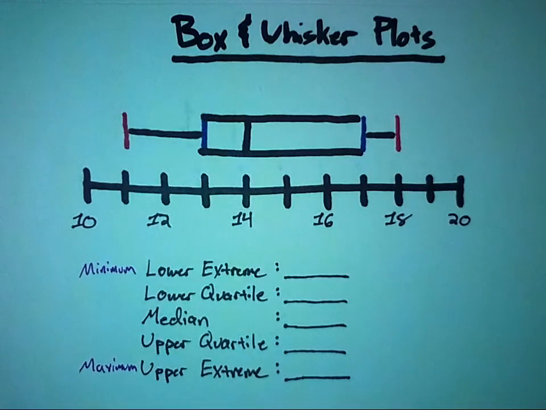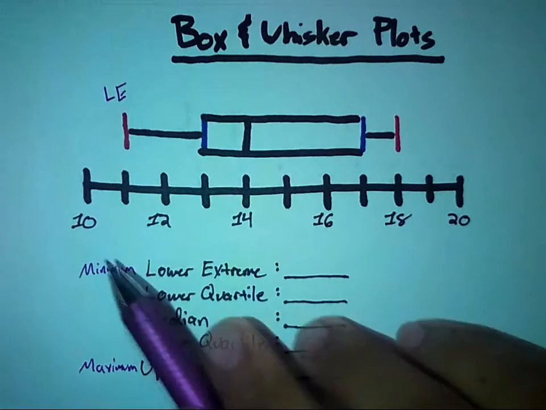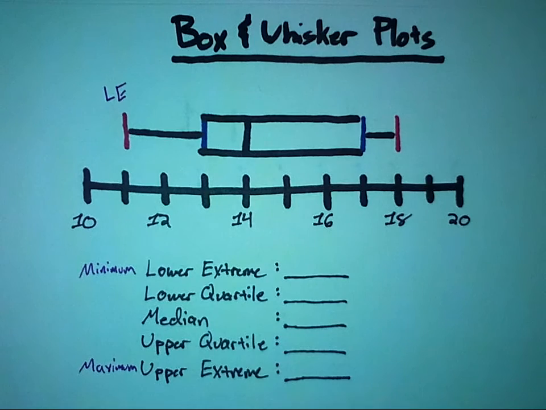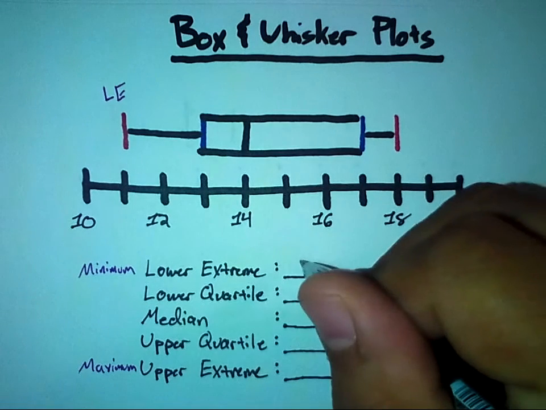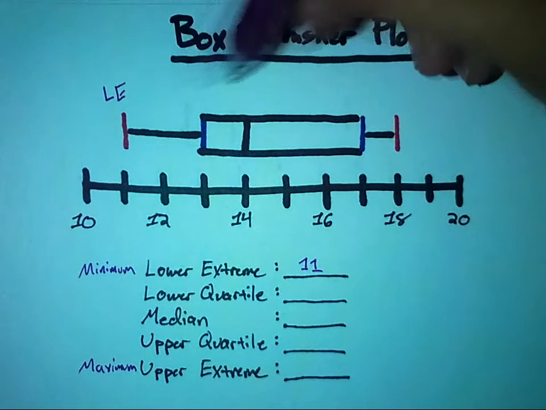So lower extreme. Extreme usually means big, awesome. Well, in this case, it'd be the lowest number possible. So this would be our lowest extreme. Now, if we're following our chart, our number line goes by ones. We can see that the lower extreme is going to be 11. And everything just kind of goes in order after that.